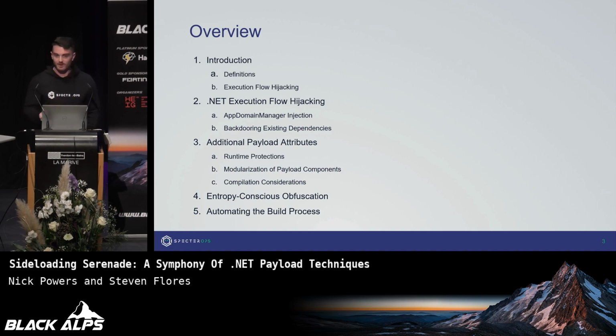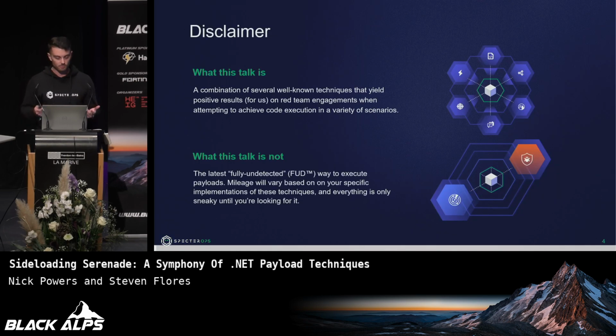So a quick overview. I'm going to define some terms because when you say payload, that means something different to every person that you talk to. So we'll go through what that means as it pertains to this presentation. We'll talk about execution flow hijacking and some .NET specific execution flow hijacking, some additional opportunities that .NET Framework gives us in that regard. Then we'll talk about some additional relevant payload attributes, so runtime protections, modularizing some of these techniques, as well as compilation considerations. And then we'll finish up with entropy conscious obfuscation and automating this whole process.